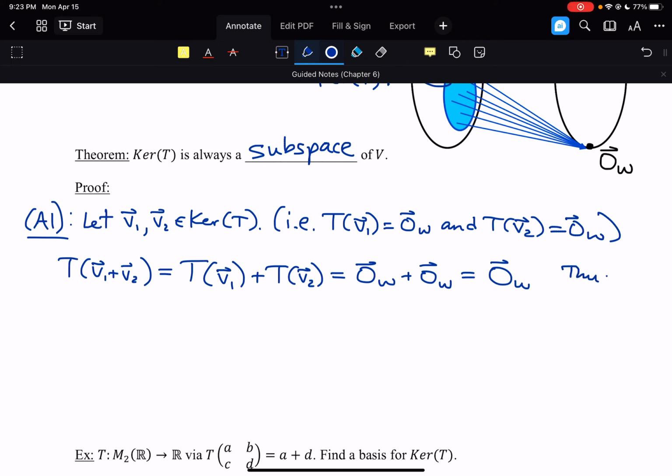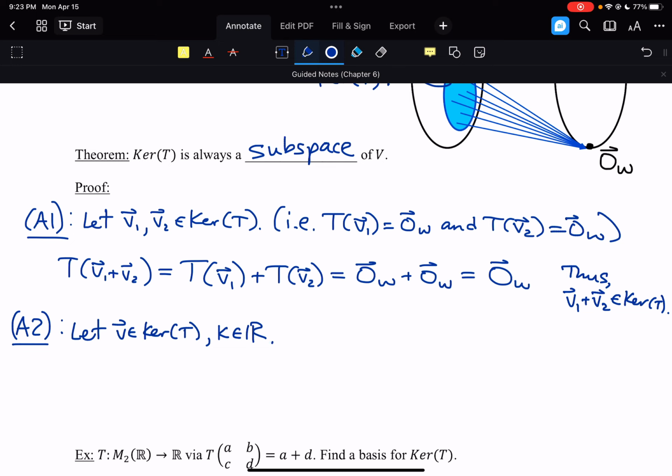So thus, V1 plus V2 is in the kernel as well. And for A2, to show closure under scalar multiplication, we let V be in the kernel of T, and K be a real number. We want to show that K times V also transforms to zero.